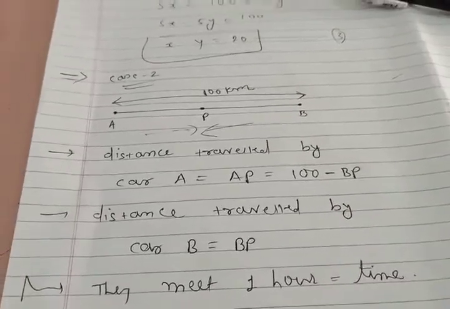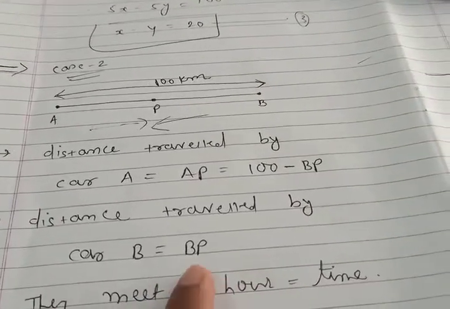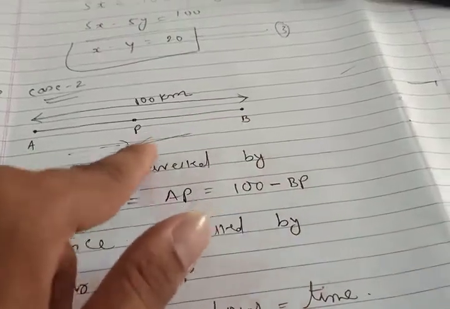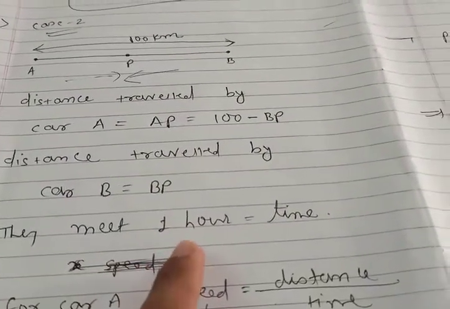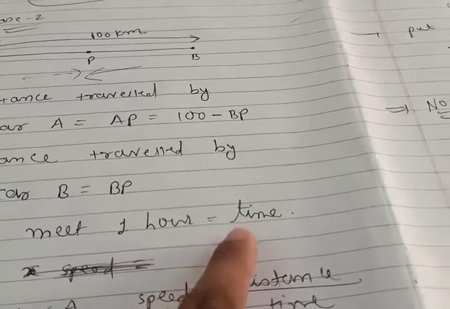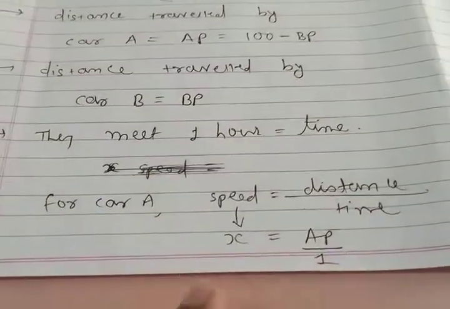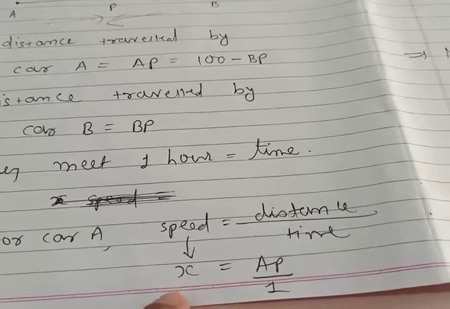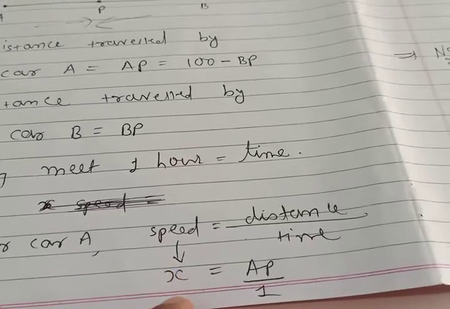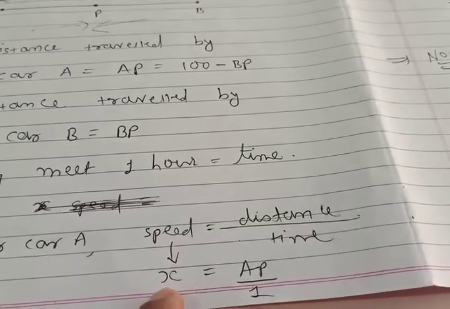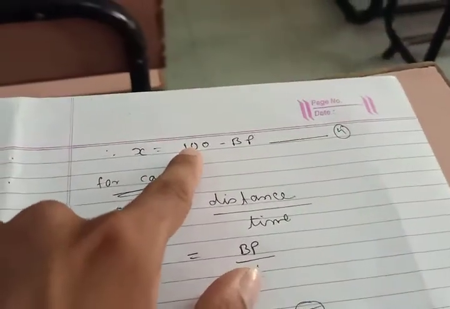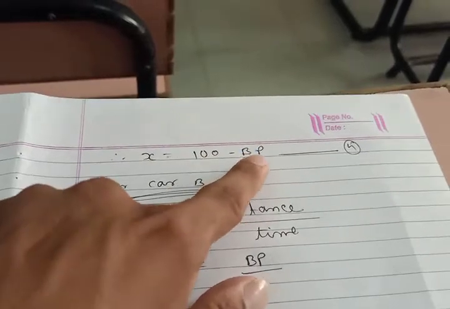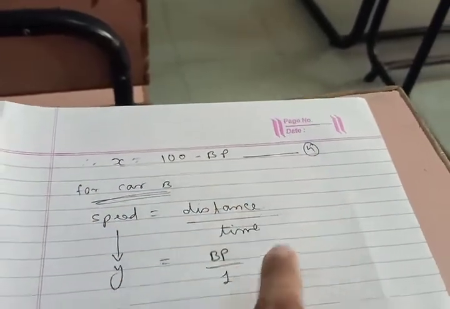Understand? Now see, the distance travelled by car B is equal to BP. B to P means BP. They met in 1 hour, so the time will be 1 hour. For car A, speed is equal to distance upon time. Speed of car A, we already supposed x, is equal to distance AP upon 1. Now what is distance AP? You know that it is 100 minus BP. So give equation number 4.